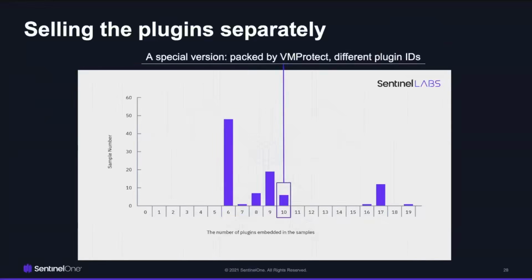The other two distributions are both special cases. The samples with 10 plugins are a special version packed by VMProtect, and all of the plugins are with different plugin IDs. The samples might have been used by APT41 for some campaigns, including ShadowHammer.